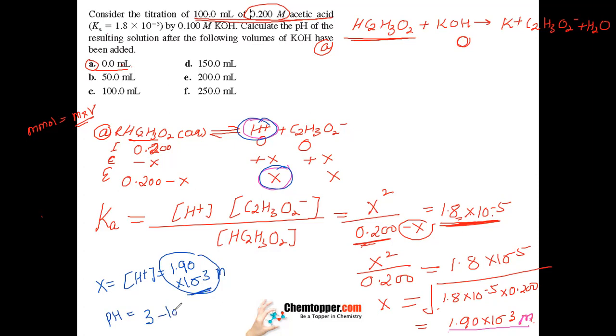3 minus log. Atharva, see this shortcut? Boys are more interested in the shortcuts. See? This 10 raised to minus 3 can be taken as 3. Negative log of 10 raised to minus 3 is 3. 3 minus log 1.90, how much? And the answer should have 3 significant figures, means after decimal. After decimal, you should have.